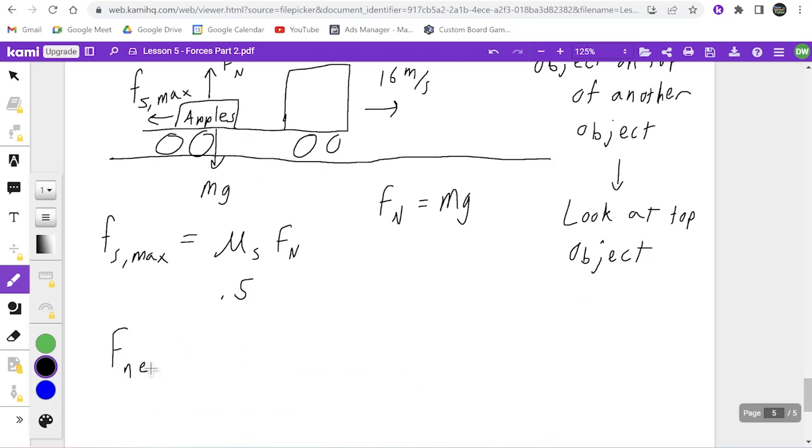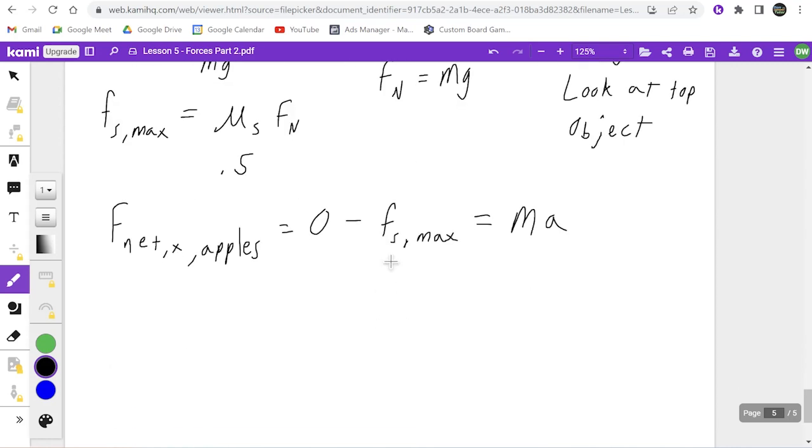I'm doing F net x, and this is for the apples. It's equal to all the forces to the right, which is none, so 0, minus the forces to the left, Fs max. And that equals my mass times acceleration. Remember, this time my acceleration is not 0. Why not? Because you're slowing down. If you're slowing down, the acceleration can't be 0. It's probably a negative number.